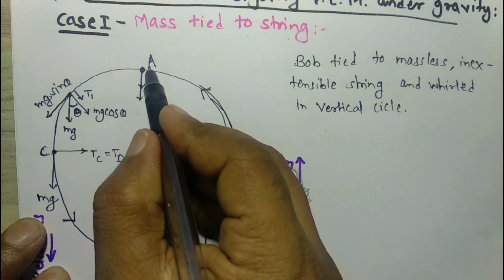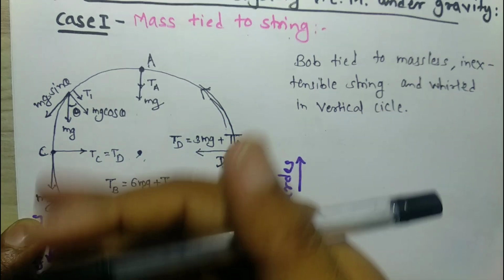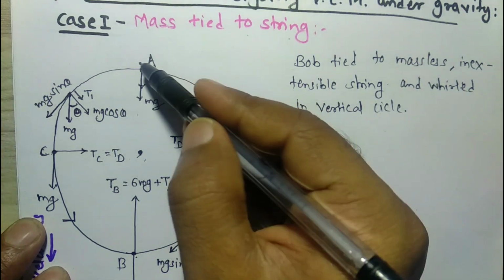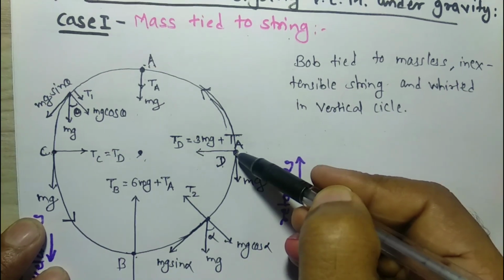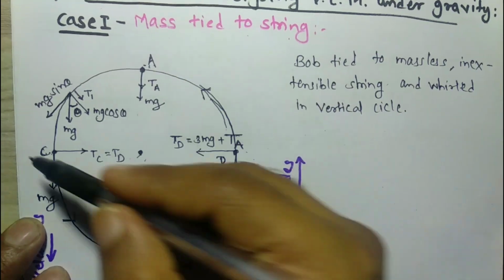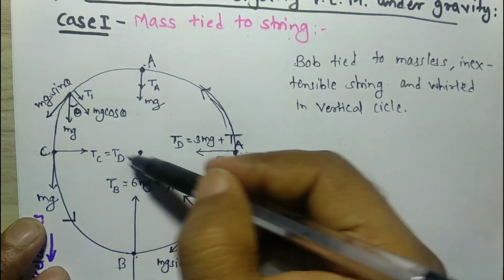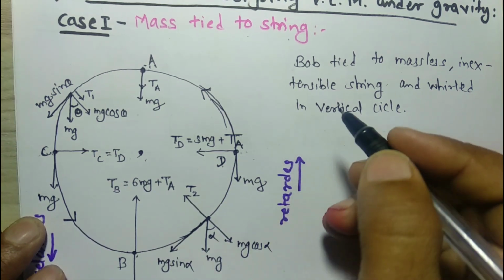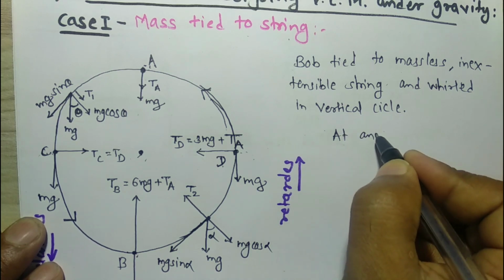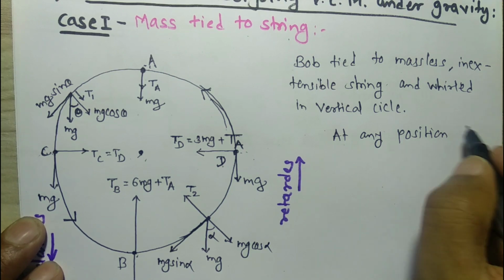Midpoints are there, and this is the highest point in the vertical circular motion, which is not horizontal. We have to take it in vertical, and therefore this is the lowest point, this is the highest point, and those two are midpoints. And the bob is positioned at point A, point B, point C, point D, and here we have to join the string, and you will get any position of the bob.